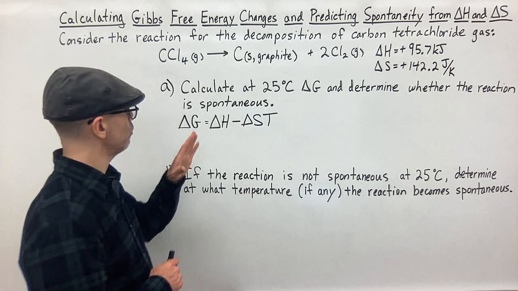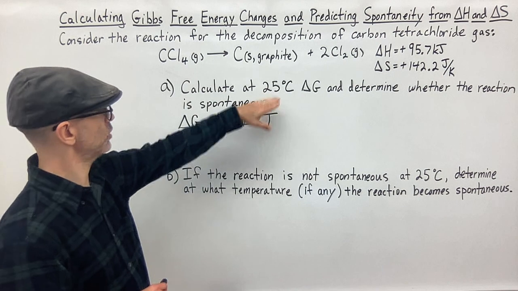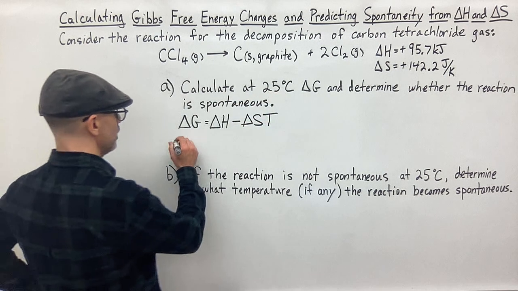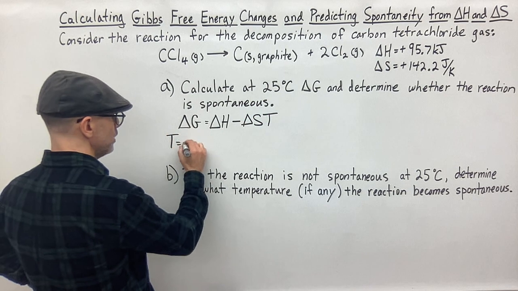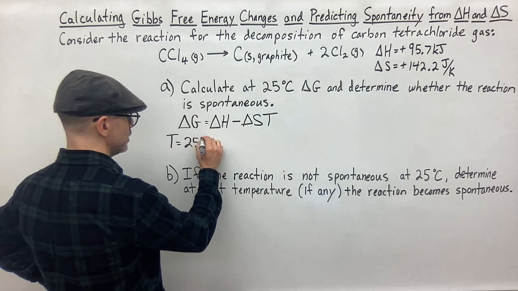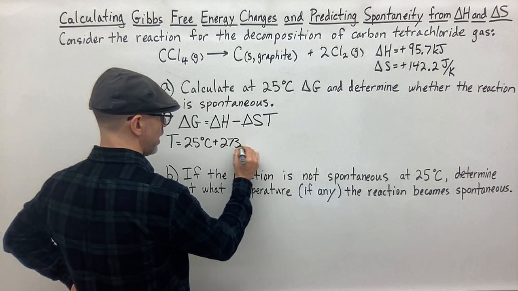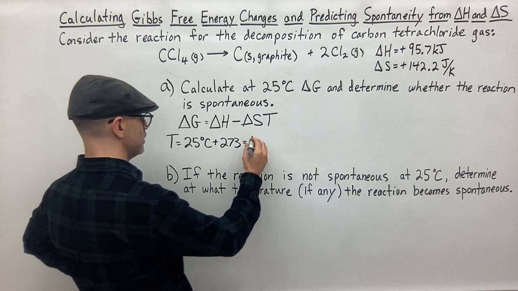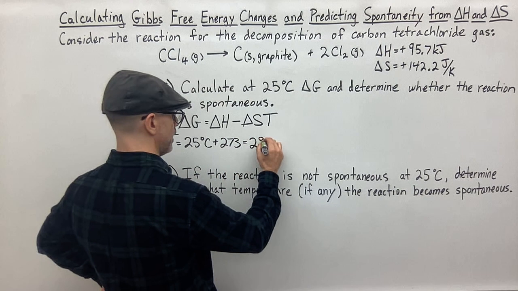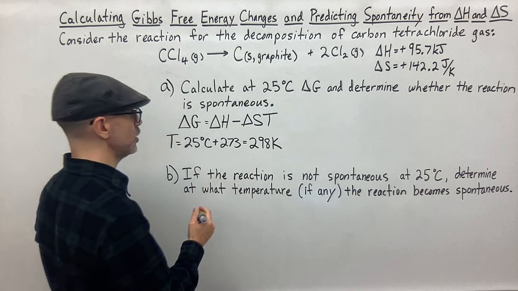Now, we need to calculate the temperature in Kelvin. They're giving us 25 degrees Celsius. So the temperature is equal to 25 degrees Celsius plus, we're going to add 273 to that to turn it into Kelvin. And so that's going to give us 298 Kelvin. So we got our temperature.